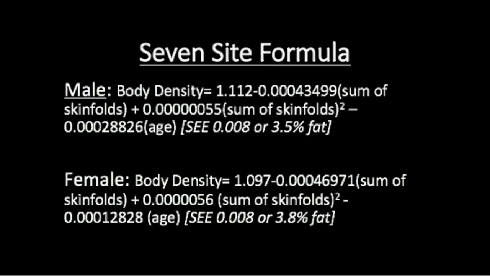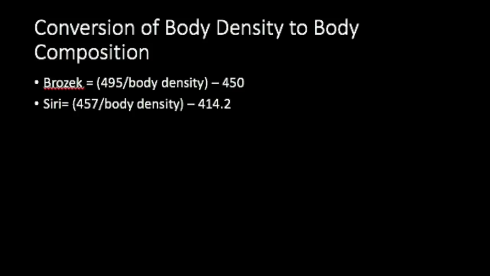There are 2 7-site formulas, one for males and one for females. After calculating body density, you can use a conversion of body density to body composition using the Brozek or the Siri equation.